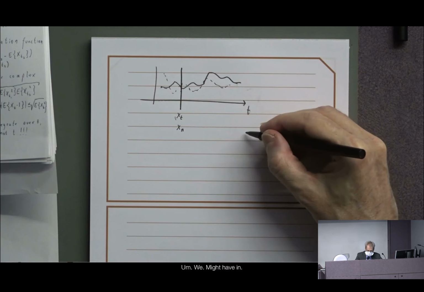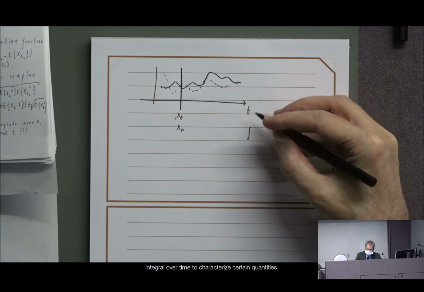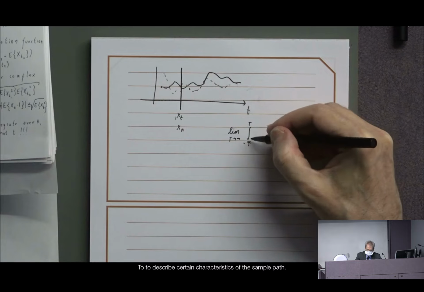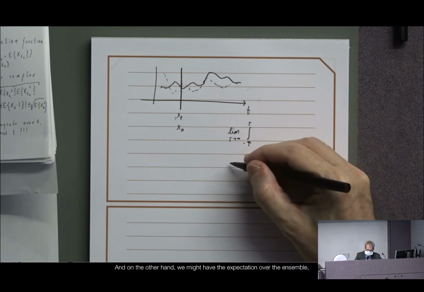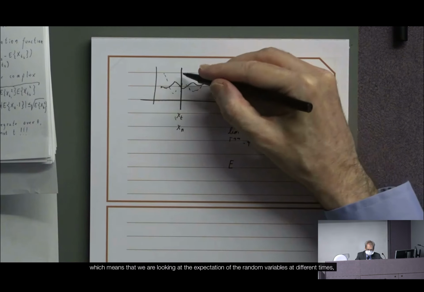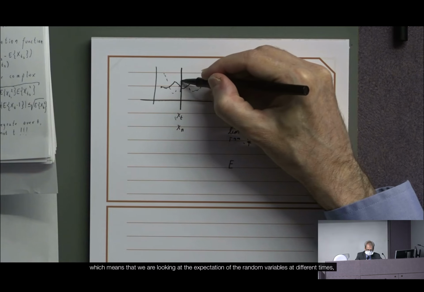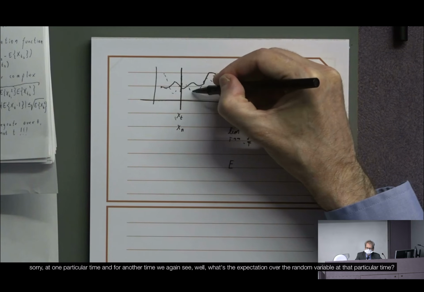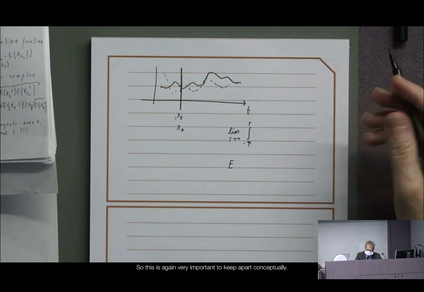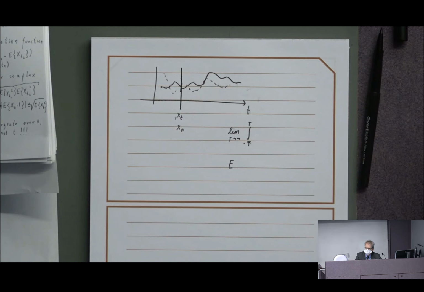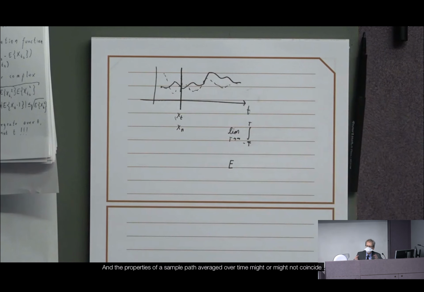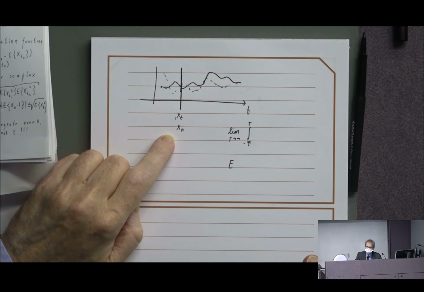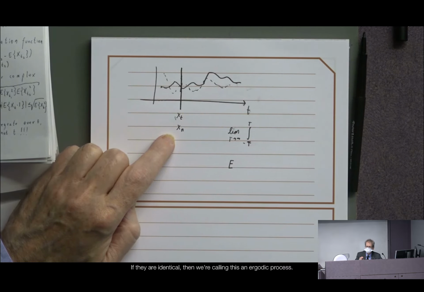We might have an integral over time to characterize certain quantities. I think this might very often be just an integral from minus T to T, with T going to infinity, to describe certain characteristics of the sample path. And on the other hand, we might have the expectation over the ensemble, which means that we are looking at the expectation of the random variable at one particular time. And for another time, we again ask, well, what's the expectation of the random variable at that particular time? So this is, again, very important to keep apart conceptually. And the properties of a sample path averaged over time might or might not coincide with the properties of the random variable averaged over the expectation. If they are identical, then we call this an ergodic process.